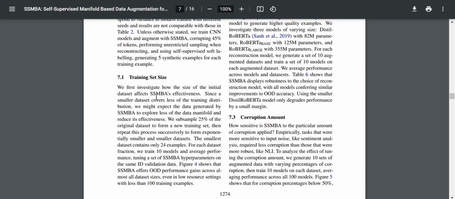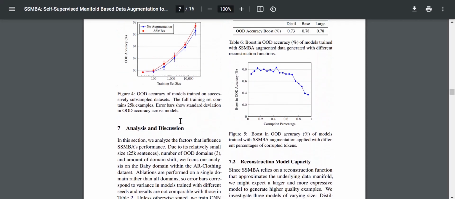For the training set size, we first investigate how the size of the initial dataset affects SSMBA effectiveness. Since a small dataset covers less of the training distribution, we might expect the data generated by SSMBA to explore less of the data manifold and reduce its effectiveness. So we subsample 25% of the original dataset to form a new set, then repeat this process successively to form exponentially smaller and smaller datasets. The smallest dataset contains only 24 examples. For each dataset, we train 10 models and average performance, tuning a set of SSMBA hyperparameters on the same ID validation data. Figure 4 shows that SSMBA offers out-of-domain performance gains across almost all dataset sizes, even in low resource settings.